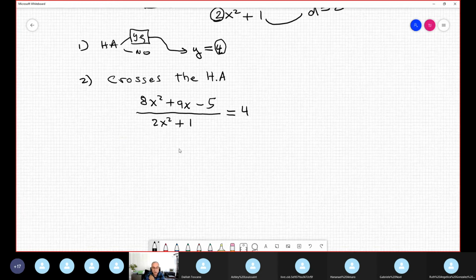I try to solve it. Sometimes the equation has a solution, so it crosses. Sometimes the equation has no solution, so it does not cross. So the hypothesis that I try to prove is impossible or possible. Now you apply cross multiplication. Why not? Multiplication of this polynomial, multiplication by 1 stays the same.